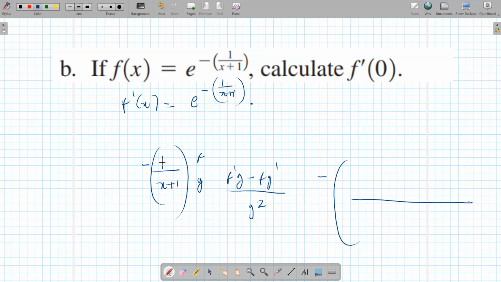F prime is 0, right? Times g, so that thing is a 0. Minus f is 1. What's g prime? If g is x plus 1, what's g prime? It's 1. Yep. Then all over g squared, so x plus 1 squared, like that.